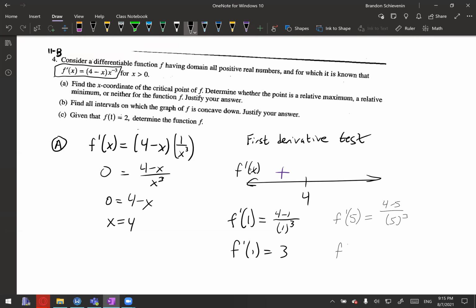Will our answer be positive or negative? Negative. Negative, you're right. Now we don't actually have to solve this since all I need to know is the sign, but this is negative 1 over 125, which is negative. Okay, my slope changed from positive to negative. So is this a relative minimum or maximum at x equals 4?